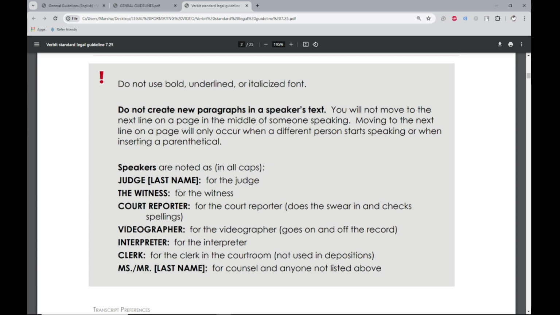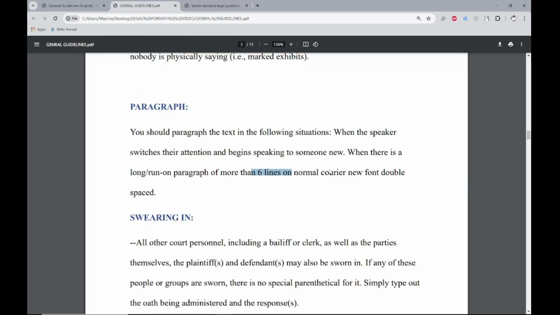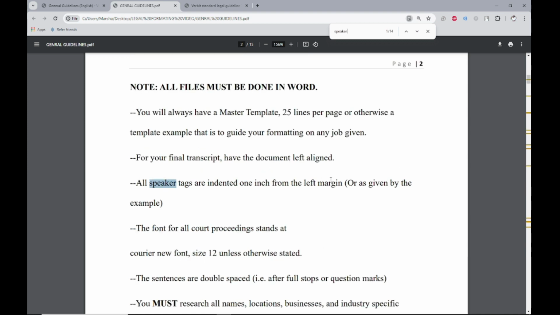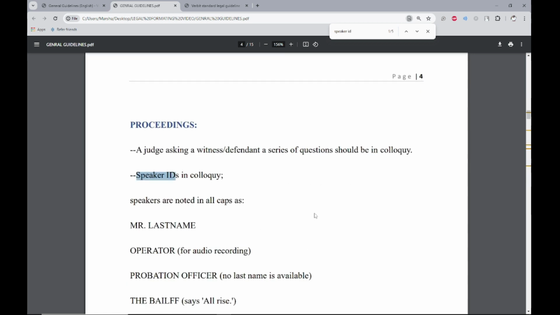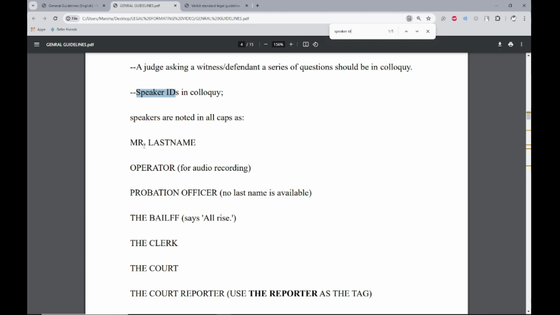So judge, for most of the legal transcript, it should be the court. Okay, so let me switch to this one and let me look for speaker. Okay, so these are the speaker names you are going to use, and they should be capital. Speakers are noted in all caps. All right, speaker name should be in all caps, so don't put in small, don't just capitalize the first letter. They should be all in caps.